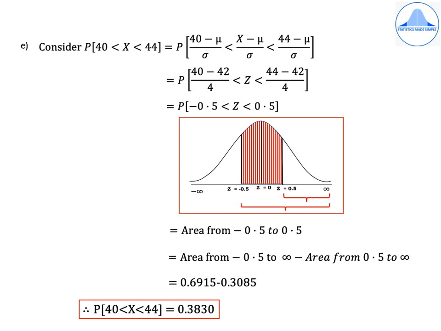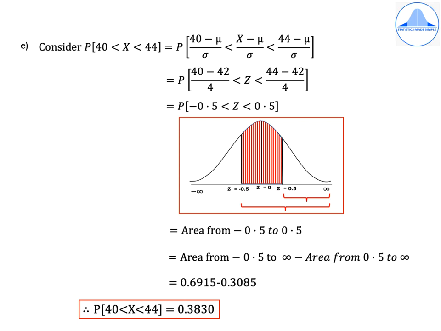So subdivision E, write, consider probability. Now first write 40 within the square brackets, then you write the less than symbol, then write capital X, and then less than 44. So how do you read this expression?